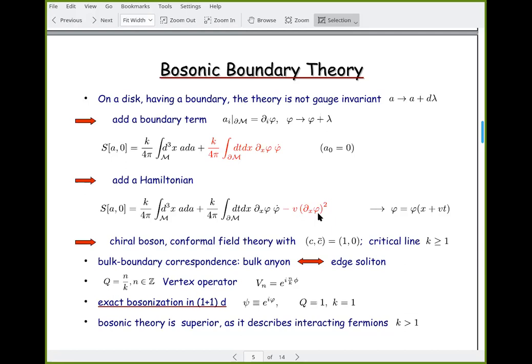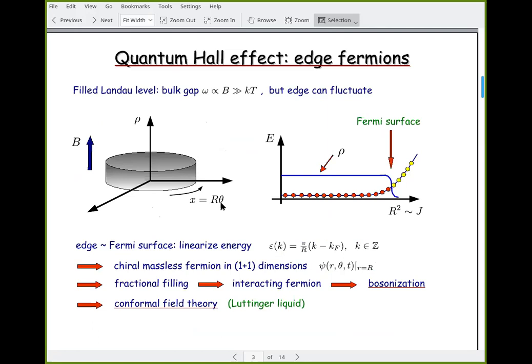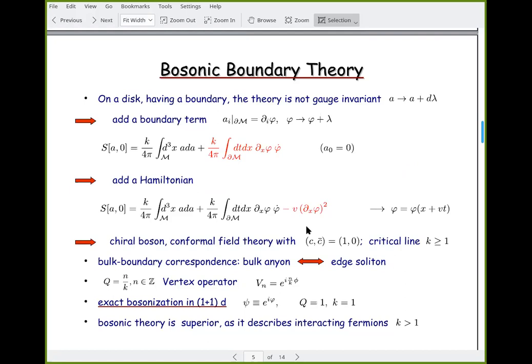X is this longitudinal variable, r times theta. Okay. And so I get this Hamiltonian, and you see that the equation of motion for this Hamiltonian tells me that the waves are chiral, so they propagate in one direction only, which is okay, because you have a magnetic field, okay? So in this way, we deduce the bosonic description of the edge, okay?